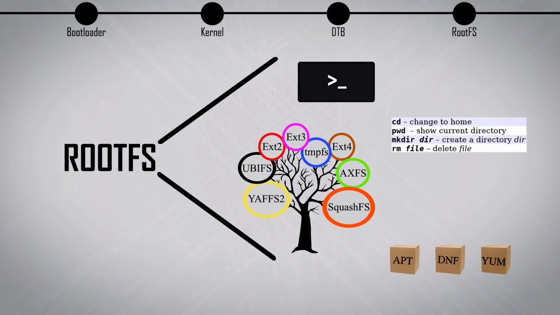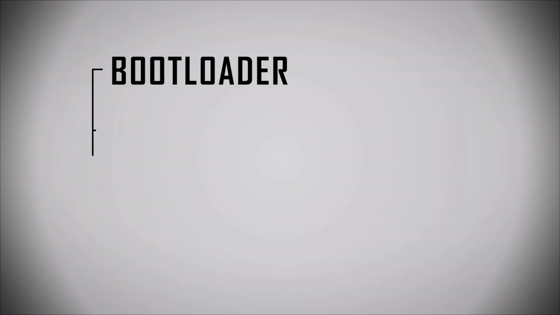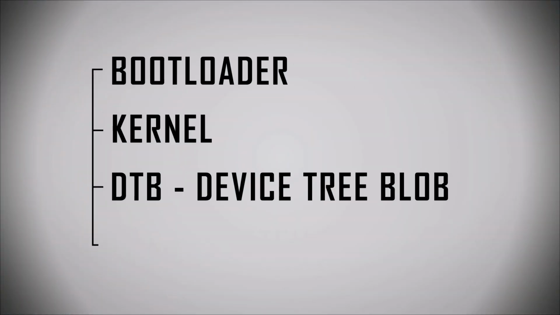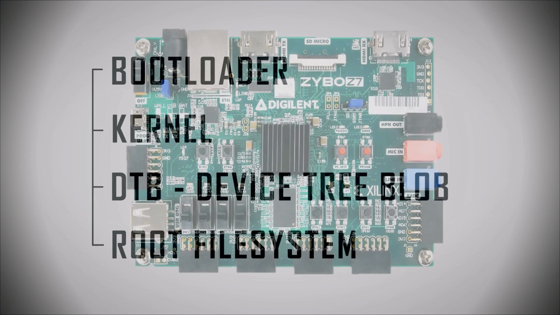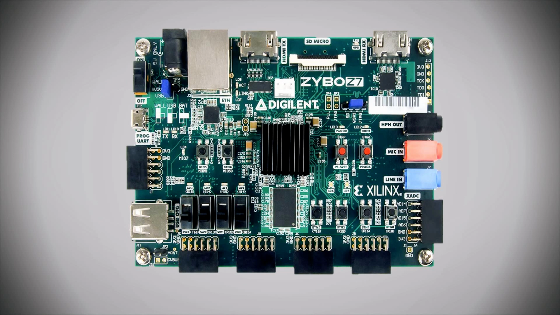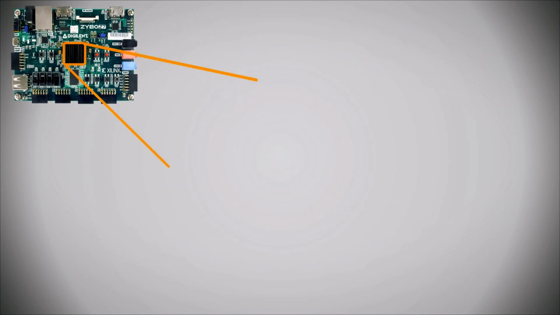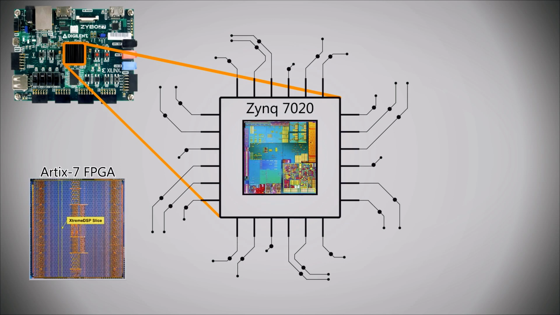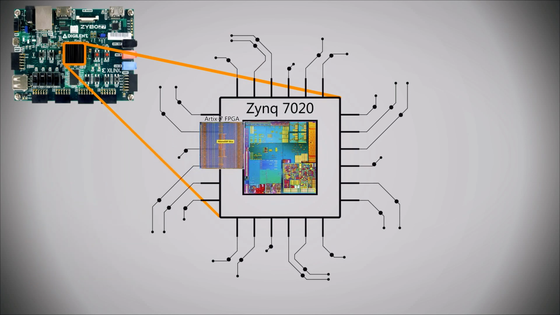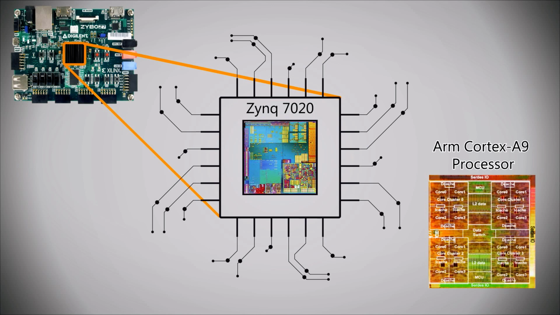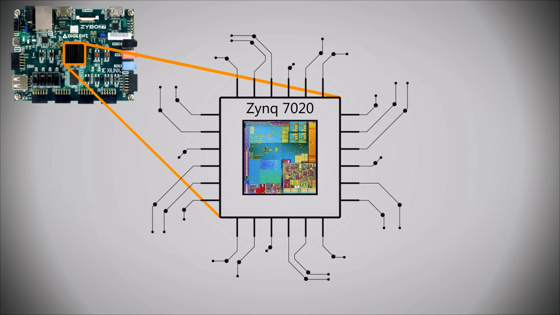So far, we've covered the different elements that are needed to get a generic embedded system up and running, which are the bootloader, a kernel, a DTB, and a root file system. But let me get a little bit more specific with the Zynq chip that's on the Zybo board we're working with. The Zybo Z7-20 board was built around the Xilinx Zynq 7000 family, which contains both an Artix-7 FPGA and an ARM Cortex-A9 processor on a single chip called the Zynq 7020.